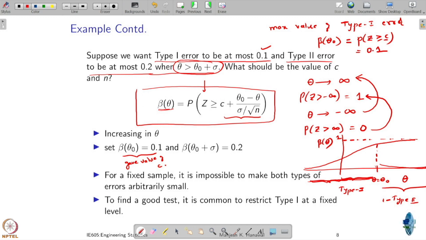Now, if I look into the type 2 error, is type 2 error going to be an increasing or decreasing function in theta? Type 2 error follows from 1 minus beta of theta, right? And we know that if beta of theta is increasing, 1 minus beta of theta has to decrease. And its maximum value happens when theta equals theta naught. But we have been told that when theta is greater than theta naught plus sigma, this value should be at most 0.2. So you just plug in theta equals theta naught plus sigma. What you want is this quantity at theta naught plus sigma to be 0.2.